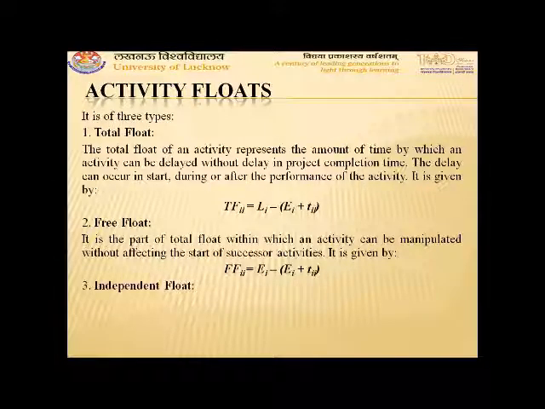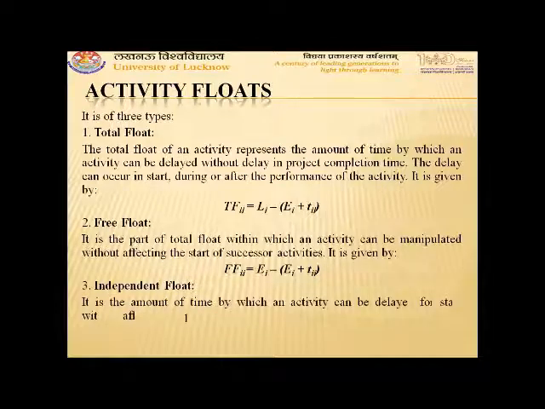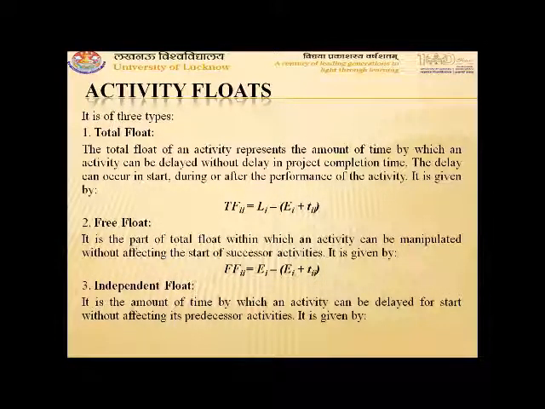Third one is independent float. Independent float is the amount of time by which an activity can be delayed for start without affecting predecessor activities. That means the start of the activity can be delayed, but its predecessors should not be affected. That means their completion should not be affected. Independent float is given by IFIJ is equal to EJ minus LI minus TIJ. For critical activities, all the floats will always be 0.